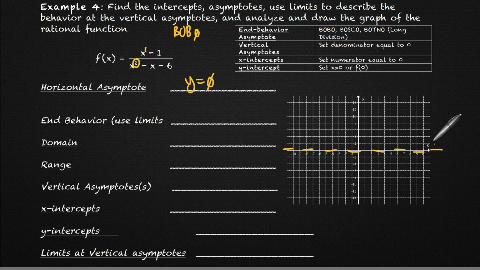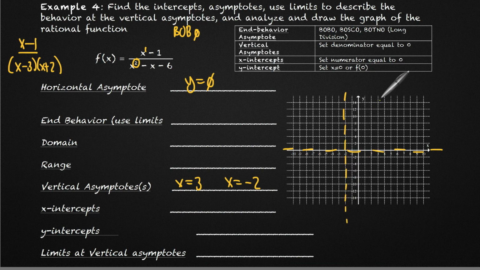So we're going to put that on our graph. There's our horizontal asymptote. All right, we'll come back to the end behavior, the domain and range. Vertical asymptote, we're going to get by factoring the bottom. So the top is x minus 1, and if we factor the bottom, it's going to be x minus 3, x plus 2. Set those equal to 0, and we get two vertical asymptotes, one at x equals 3 and one at x equals negative 2. So let's see if we can put those on our graph. Here's negative 2, and here is 3.